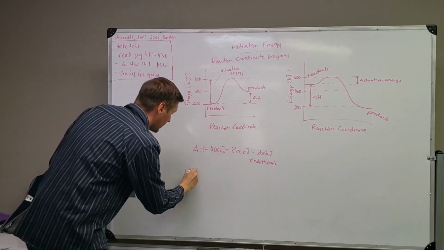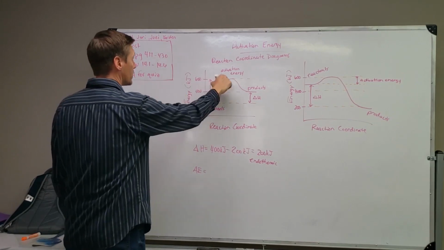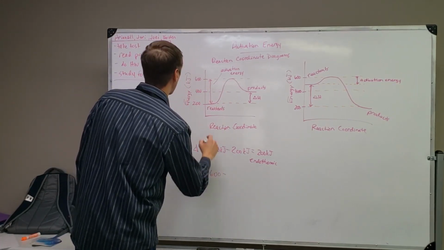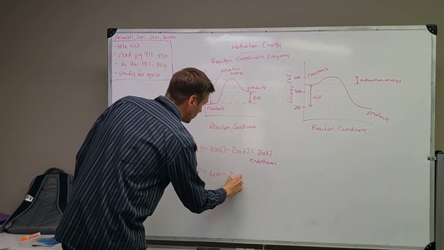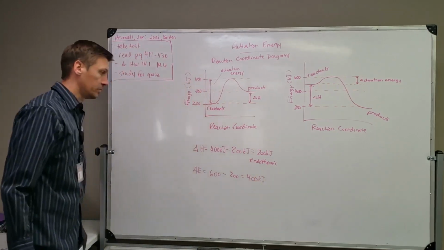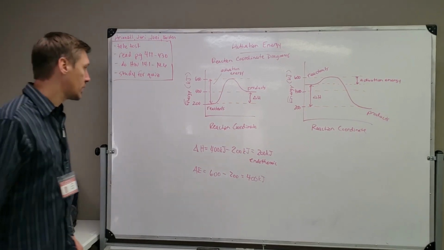All right, what about our activation energy? The activation energy on this one is the energy up at the top, 600, minus the energy that it started at, 200. So for this one, the activation energy is 400 kilojoules. Does everybody see that? So it's the distance from the peak. That's always going to be a positive value. It'll be the highest point minus the starting point. Okay, let's do the same thing for over here.